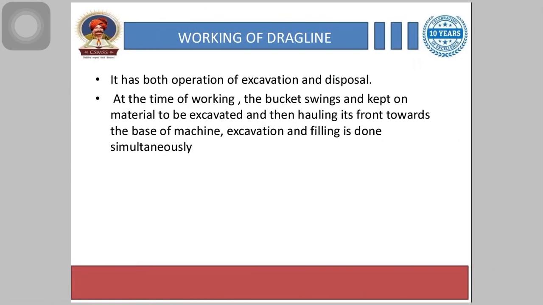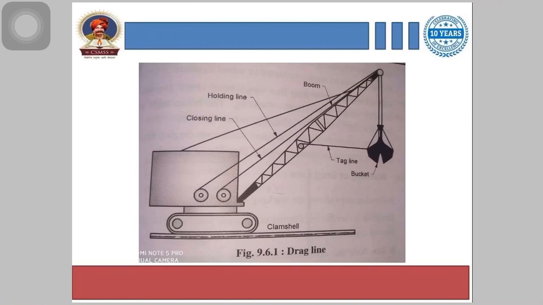So how does it work? We will see the working of the drag line. It has both operations of excavation and disposal. At the time of working, the bucket swings and is placed on the material to be excavated, and then it is hauled towards the base of the machine; excavation and filling are done simultaneously. This is the image of a drag line.